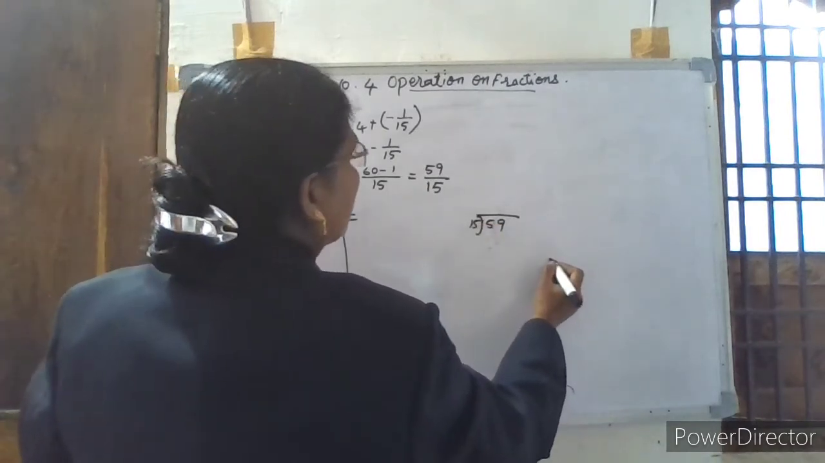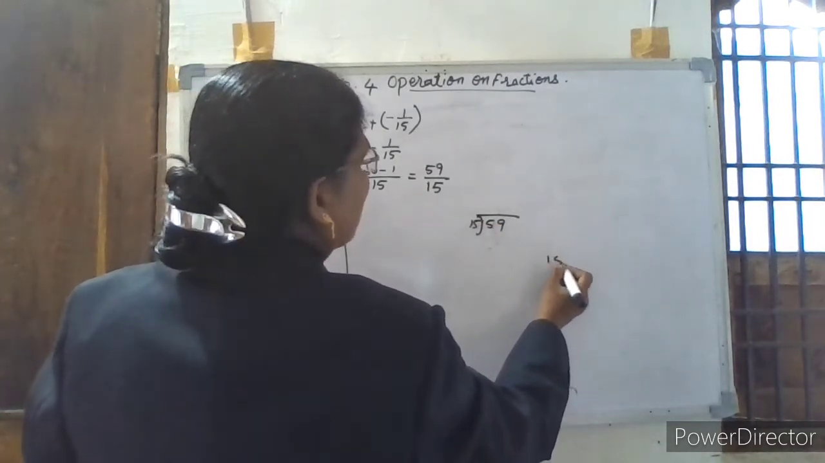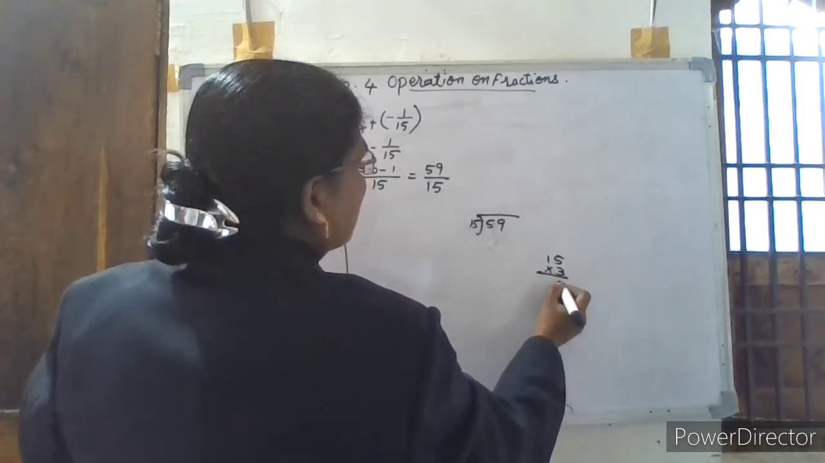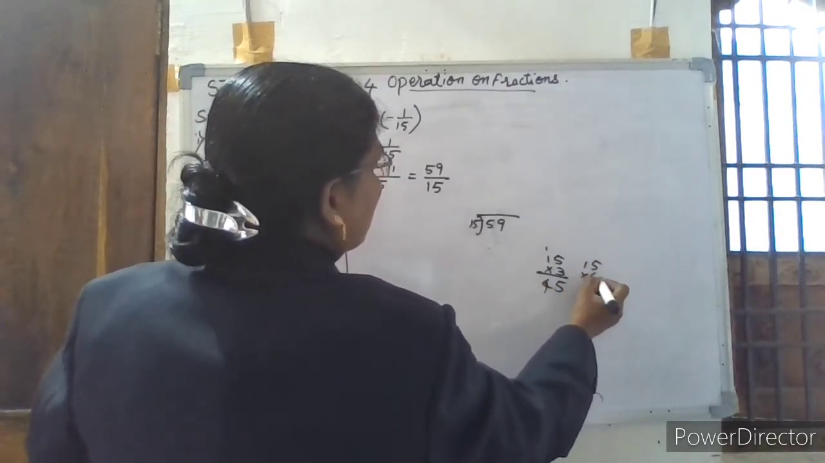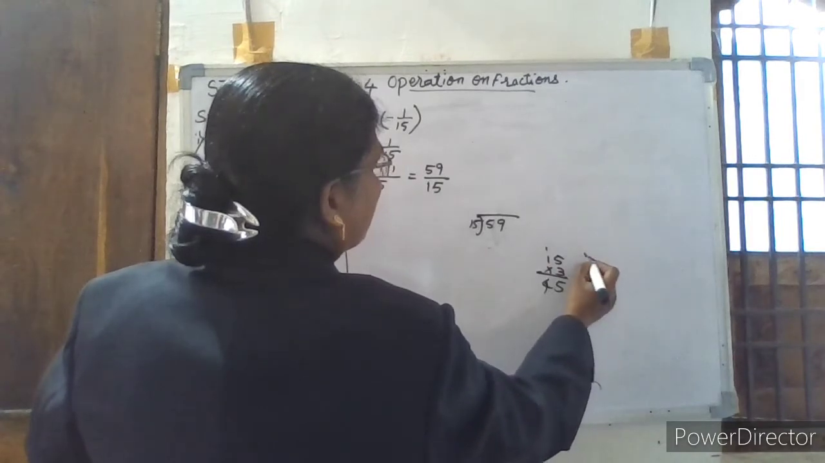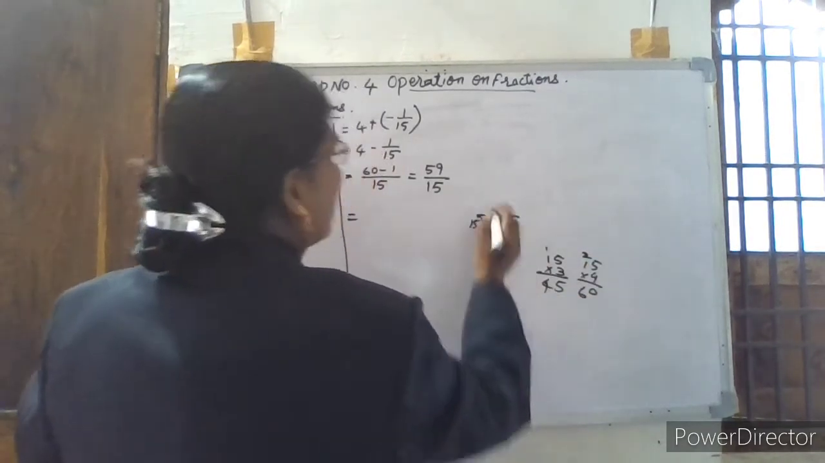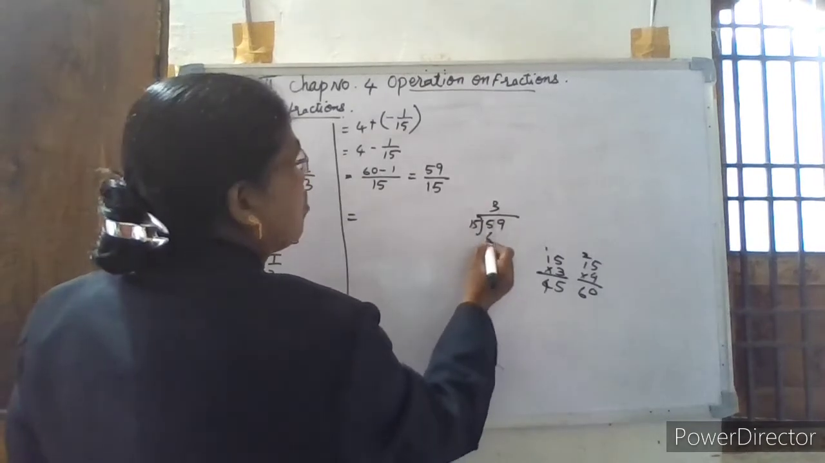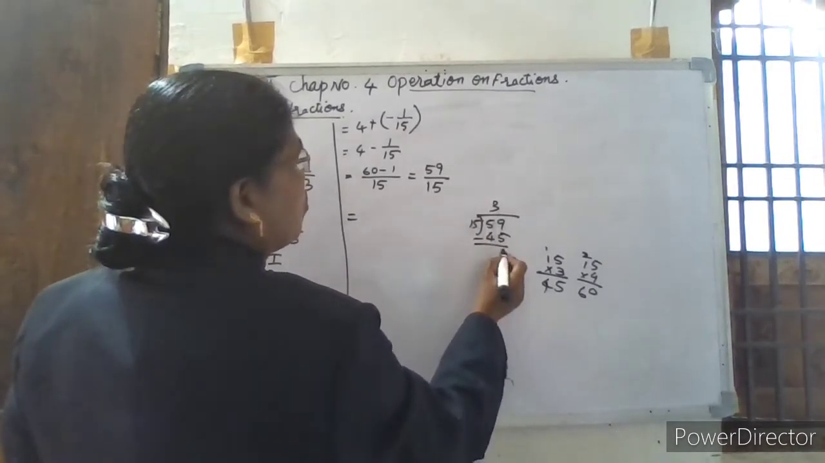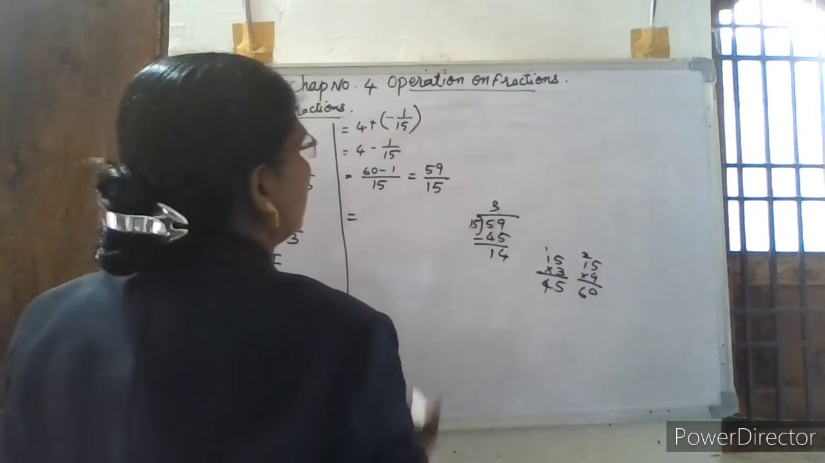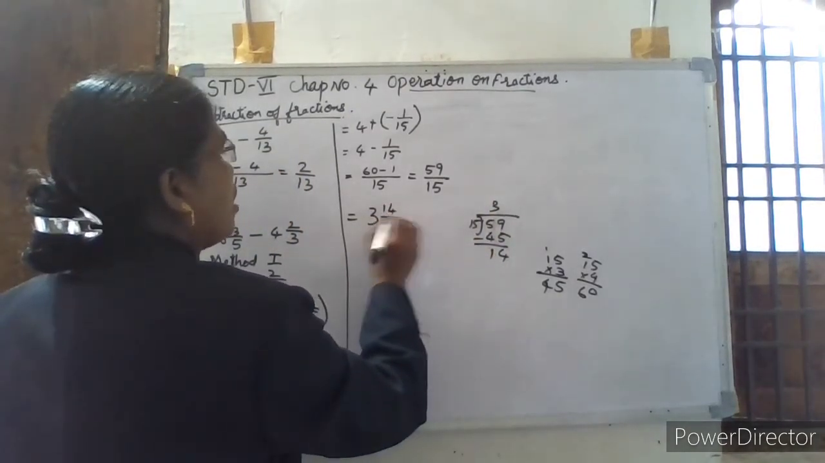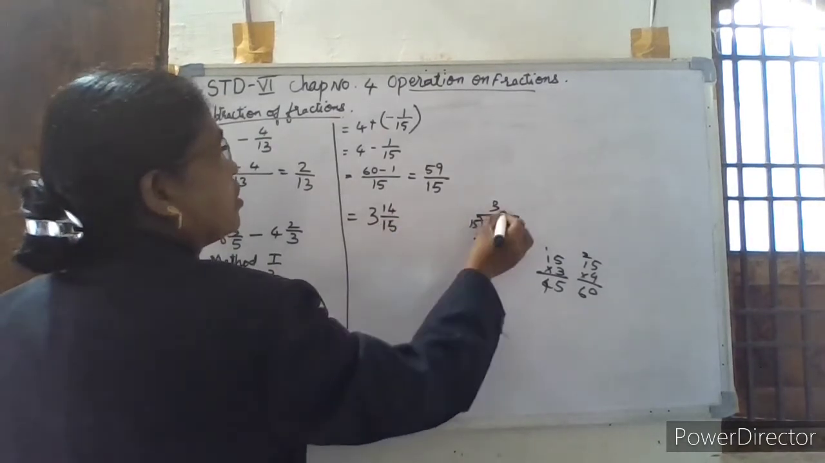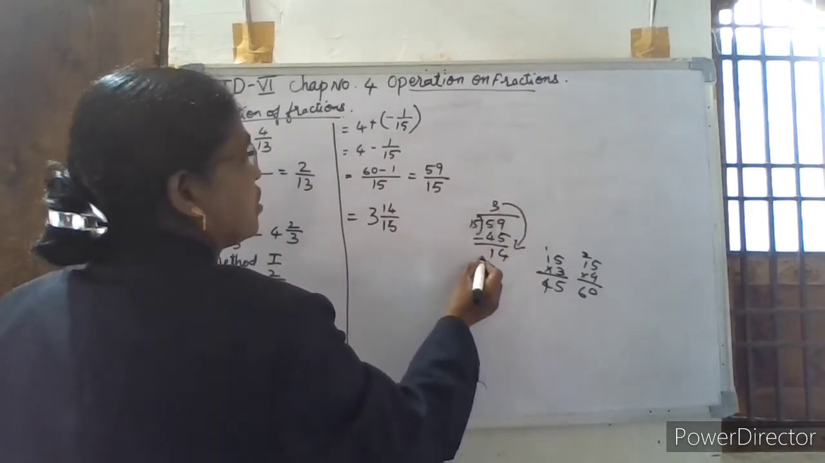15 threes are 45. 15 fours is 60. 4 5 is 20, carry 2, 4 4 5 6. So we can take 15 threes is 45 minus 4 here, 14 will remain. So we get the answer as 3 14 by 15. In this way we have to take this.